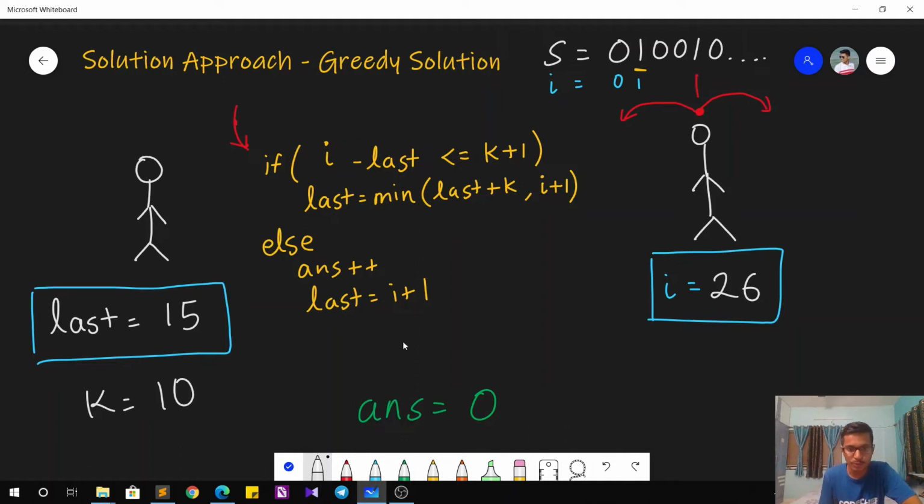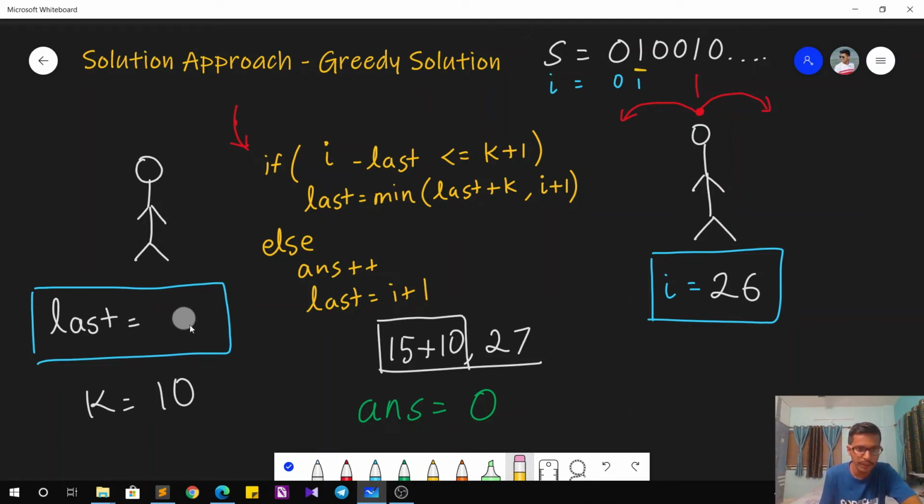That is, I have two options, either 15 plus 10 or 27. Which option do I choose? I choose 15 plus 10 because this is the minimum one. So now this person which was at 26, he will go at 25. So that will become my new last, and then I just go on iterating in the string and see where my next person is standing.